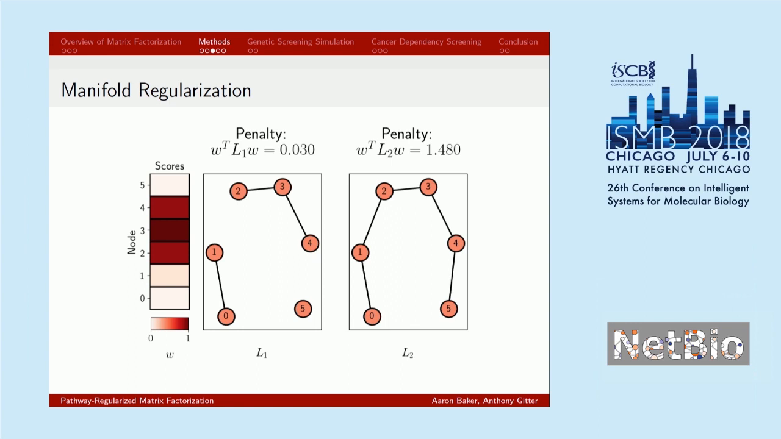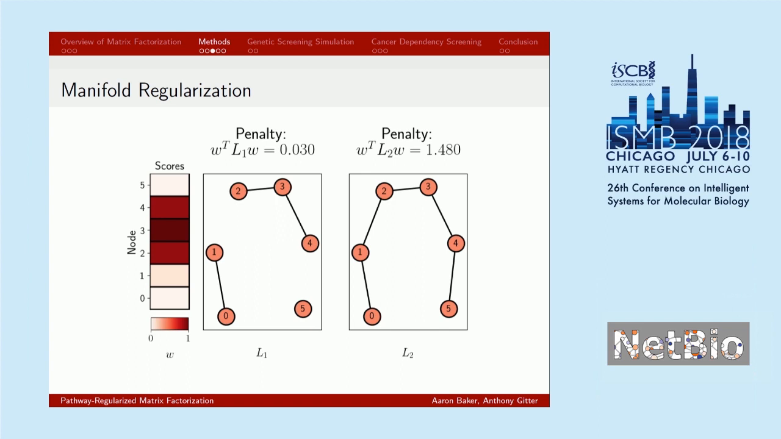So the main purpose of our method is to try and find patterns that are consistent with pathways. So this illustration is showing how these latent vectors and this heat map on the left are consistent with pathways. This is showing two candidate pathways that we could think might be consistent with this latent vector or not. And the way we're measuring this consistency is through what's known in the literature as manifold regularization. In the figure on the left, we can see that the latent factor is quite consistent with this pathway because the latent factor assigns high scores to nodes 2, 3, and 4. And these are exactly the nodes that are in their own connected component in this first pathway on the left.